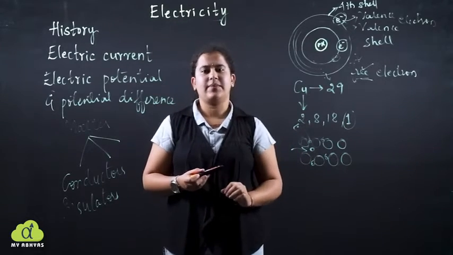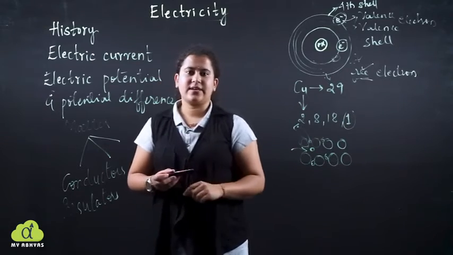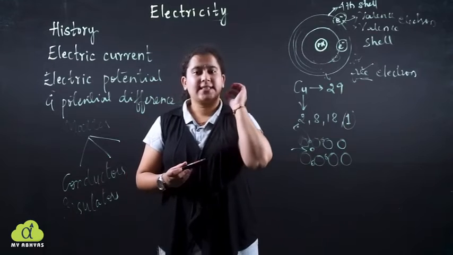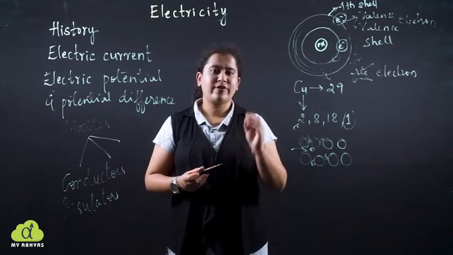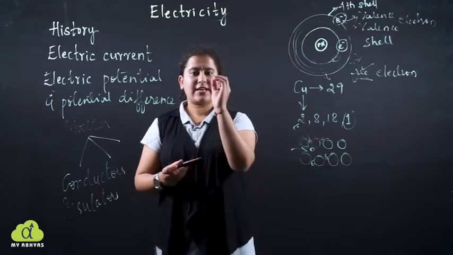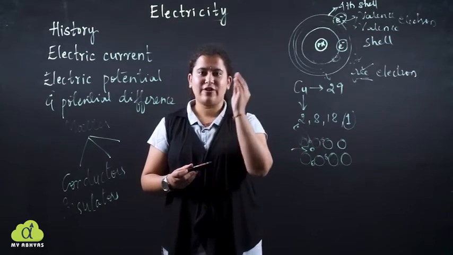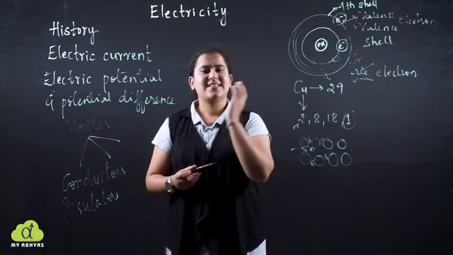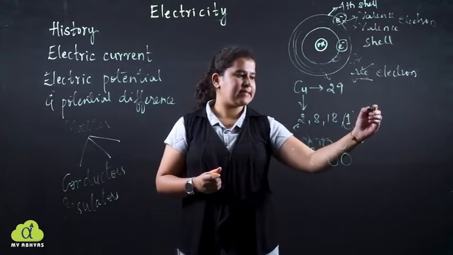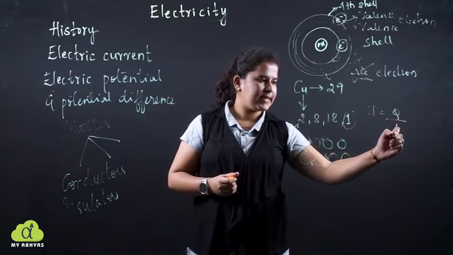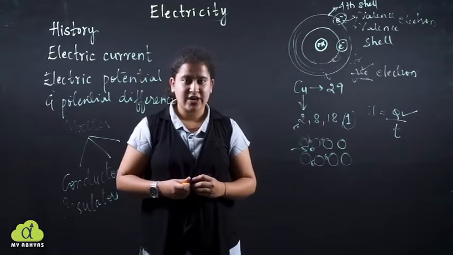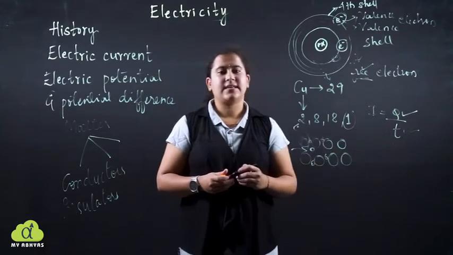As it starts moving, electric current is produced. So what is electric current? It is the rate of flow of charges. Which type of charges? Electrons. Clear? So the rate of flow of charges is called electric current, and that is given by I equals Q by T, where Q is the electric charge and T is the time.